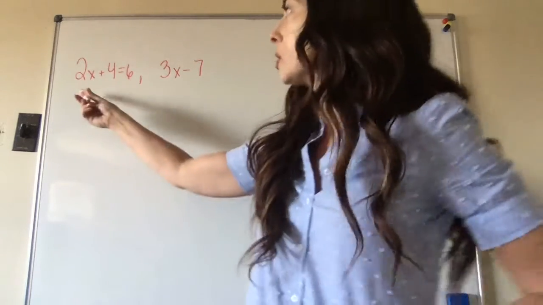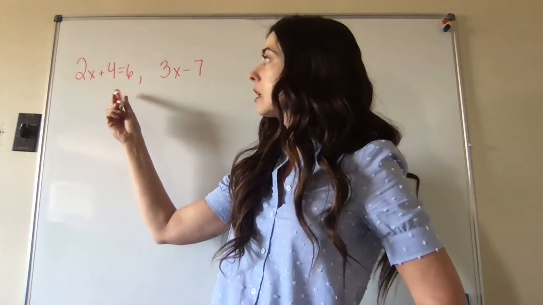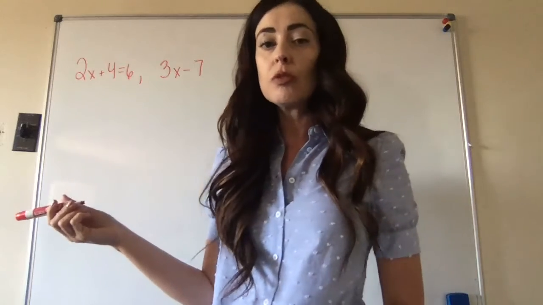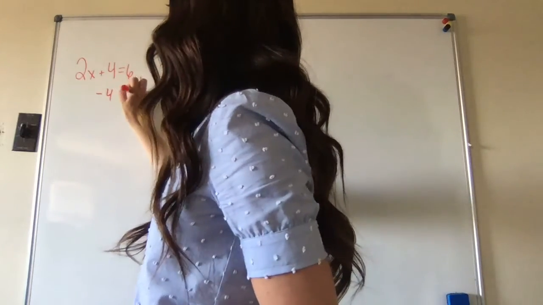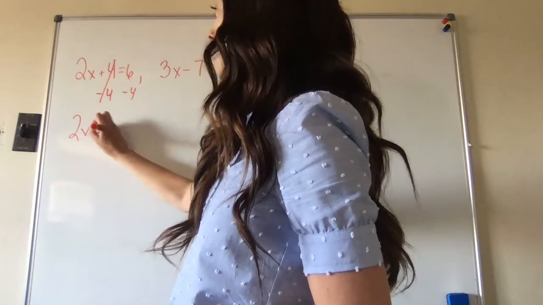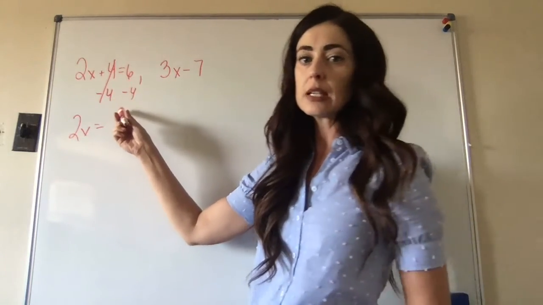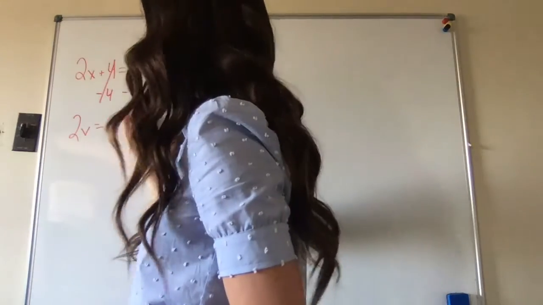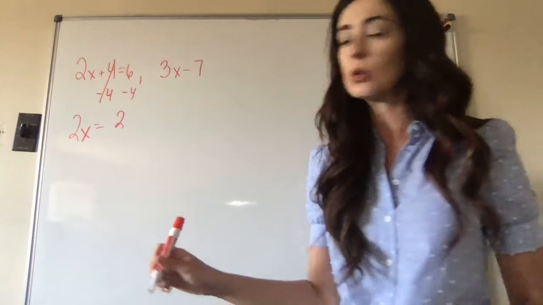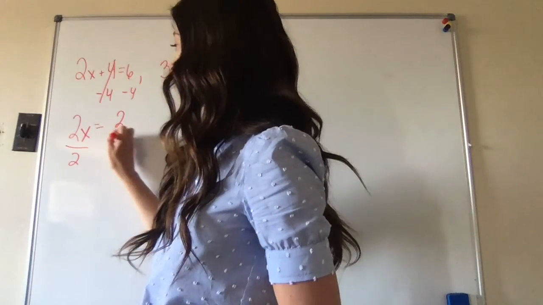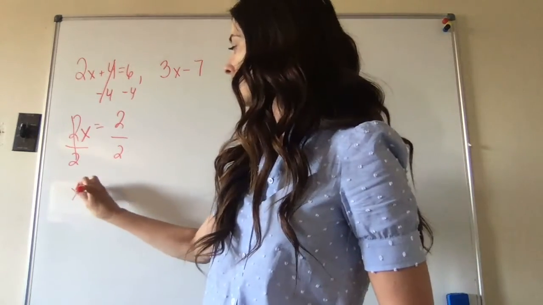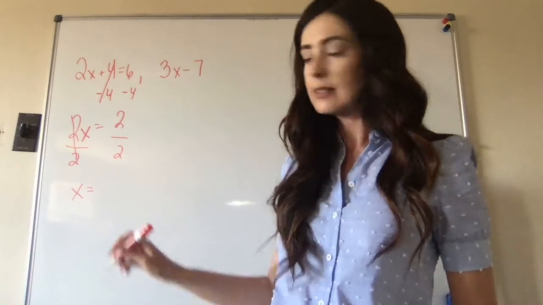So let's start with the 2x plus 4 equals 6. First, we have to get the x term by itself, and to do that, we need to move the 4. So we're going to subtract 4 on each side. Our 4's cancel out. We're left with 2x equals 6 minus 4 is 2. So now we have 2x equals 2. So we're going to isolate the variable by dividing each side of the equation by 2. Our 2's cancel out, and we get x equals 2 divided by 2 is 1.